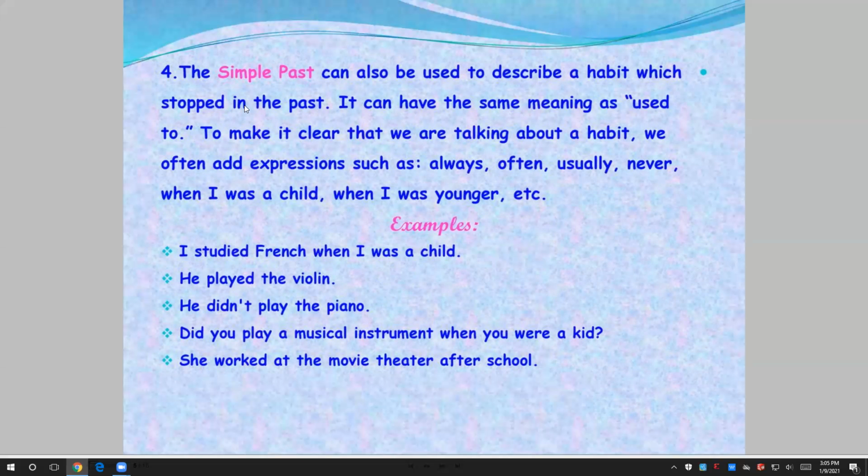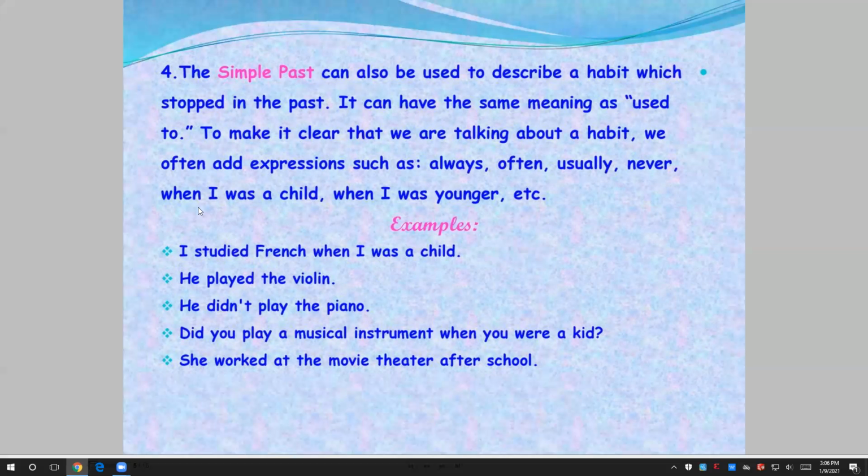Let's see another usage. The simple past can also be used to describe a habit which stopped in the past. It can have the same meaning as used to, like we use used to tell a habit that we had in the past. But to make it clear that we are talking about a habit, we often add expressions such as always, often, usually, never, when I was a child, when I was younger, etc.